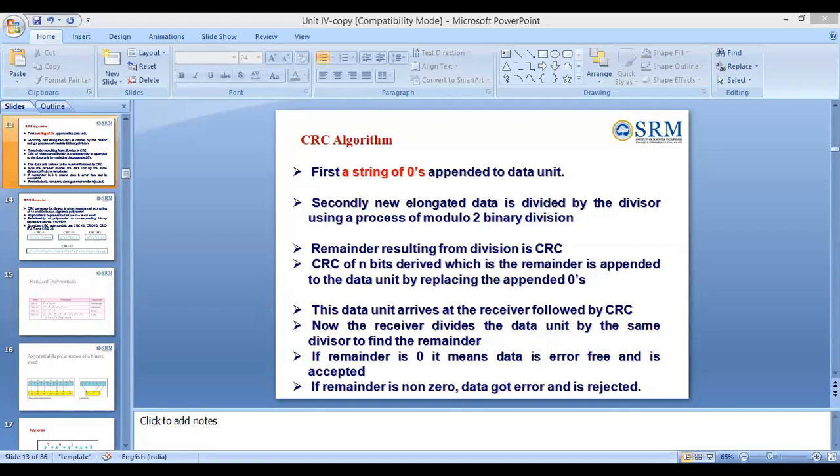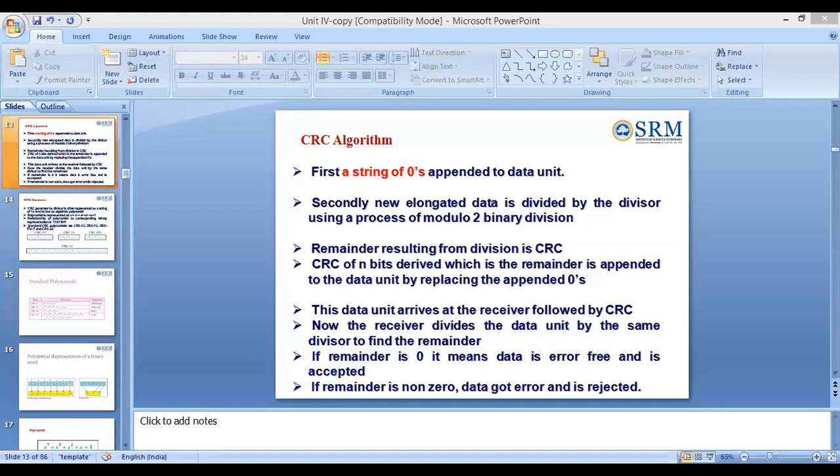See here, the message is given as x power 3 plus 1, and the CRC generator is given as x cube plus x plus 1, right? Now what you have to do here is take the highest power of the CRC generator. The highest power of the CRC generator is x power 3. So you have to multiply it with the original data. That means x cube plus 1 is the original data, multiplied with x cube. If you multiply, you get x power 6 plus x power 3.